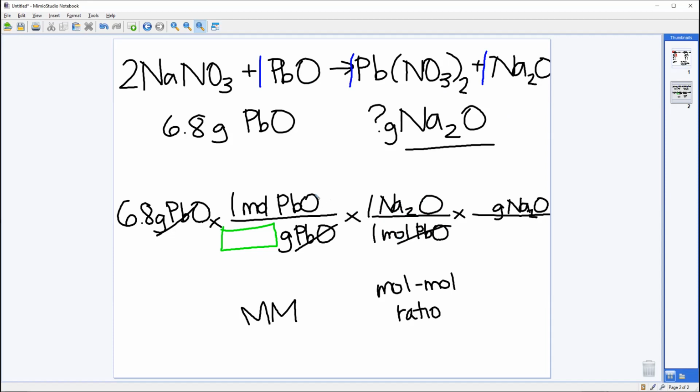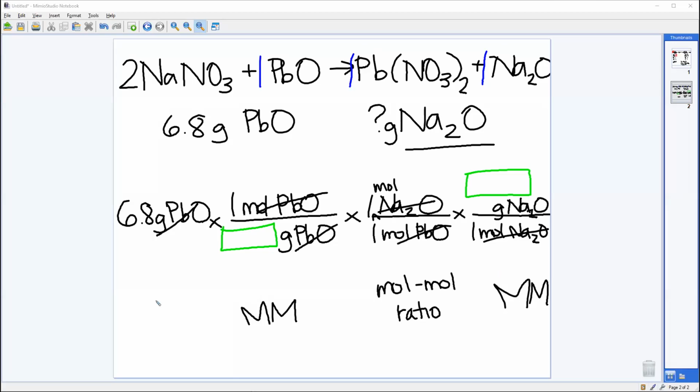Now my moles of lead oxide will cancel. And then I know my final step is to get back to molar mass over here. So, oops, this should be mole, okay? So I know 1 mole of Na2O has to go here, so it can cancel. And then I'm going to get my grams of sodium oxide from the periodic table, okay? So now I've kind of got my skeleton. All I need to do is go to my periodic table and get my molar masses, okay? So you go to the periodic table and get those.